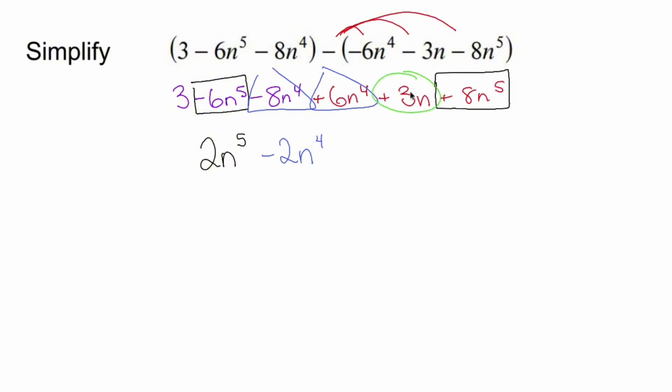3n, there's nothing like it, 3n. And last but not least, 3, nothing like that either, so plus 3. All of these have different variables with different exponents, so they don't further combine. And that's going to be our answer.